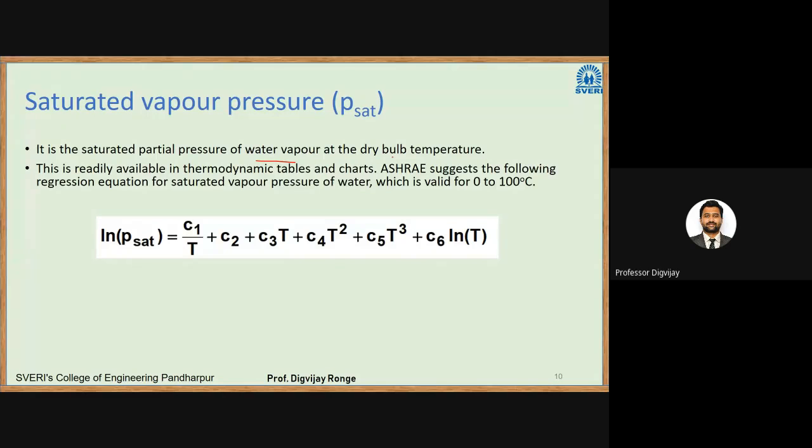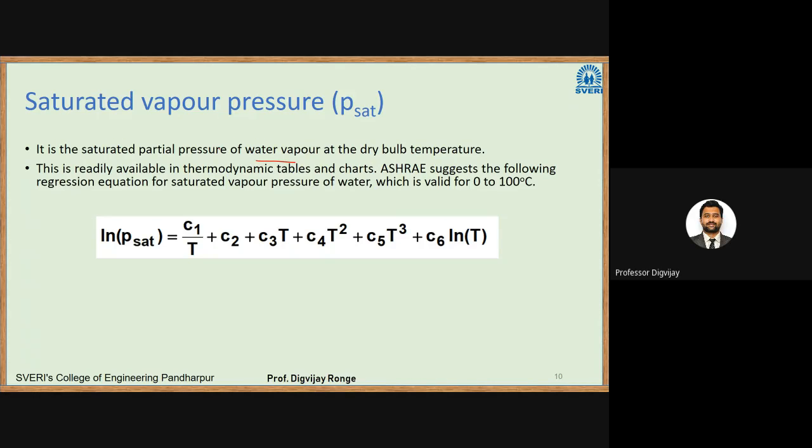That means what is happening. If you take the example of the atmospheric air around you right now, the air is not saturated. Water has not reached its saturated partial pressure. When water reaches its saturated partial pressure, at that time we can say the air is saturated.